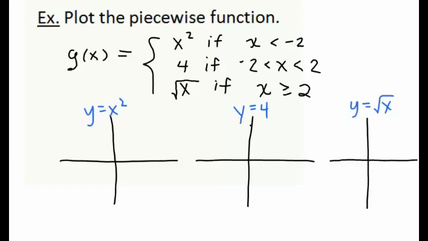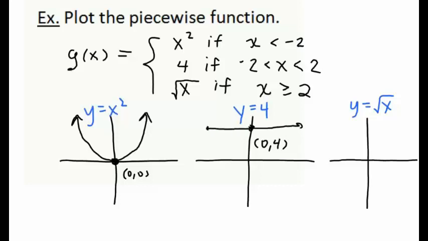Our first subfunction is y equals x squared. This is a parabola that has a minimum at 0, 0, and opens up like a U on either side. So here's a rough sketch of y equals x squared. Our next subfunction is y is equal to 4. This is a horizontal line that's going to pass through the point 0, 4. And finally, our third subfunction is the square root of x. The square root of x begins at the origin and opens up like this to the right.